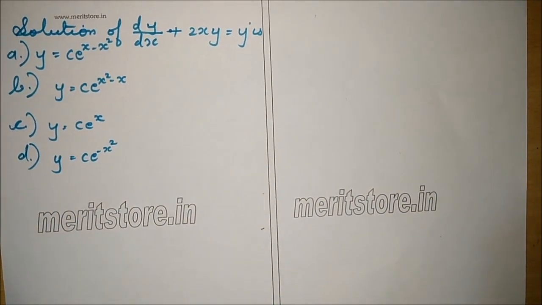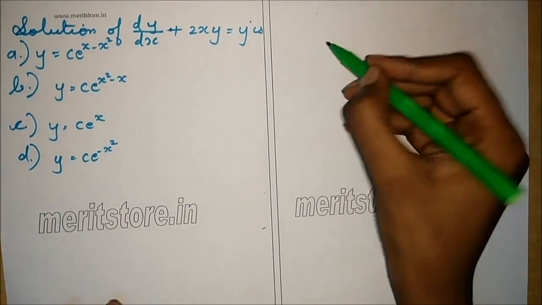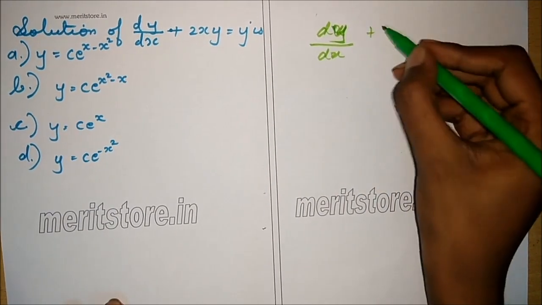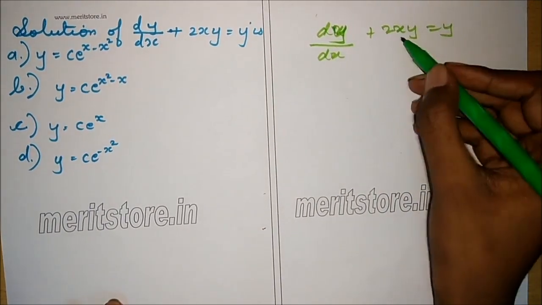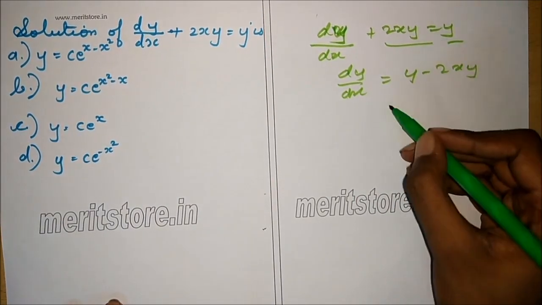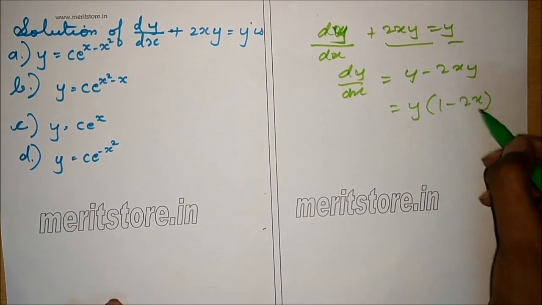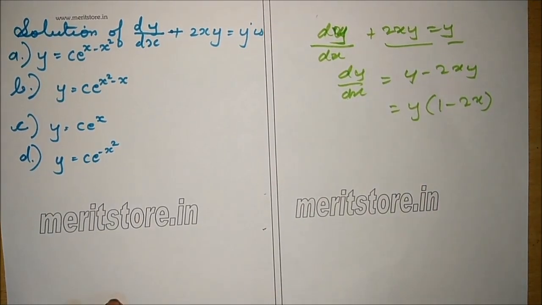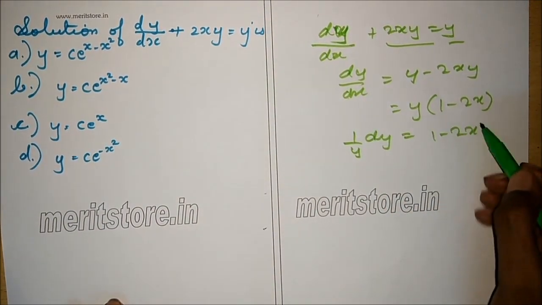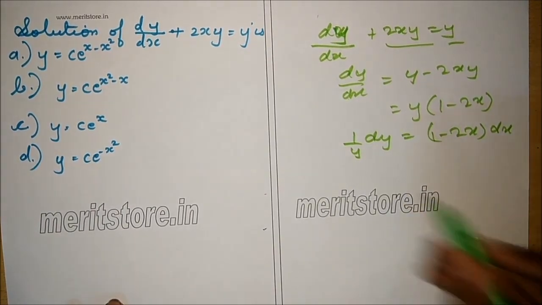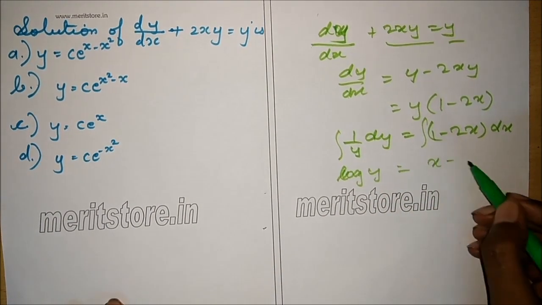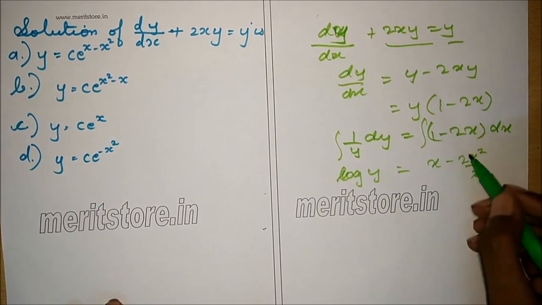The differential equation given is dy by dx plus 2xy equals y. So first we'll rewrite it. We are supposed to find the solution for this. So dy by dx is equal to y. So we bring this to RHS. It is equal to y minus 2xy. Taking y common, this will be y into 1 minus 2x. So bringing x terms to one side and y terms to the other side, we'll be getting 1 by y dy is equal to 1 minus 2x dx. So integrating both sides, we'll be getting log of y is equal to x minus 2x square by 2 plus c.